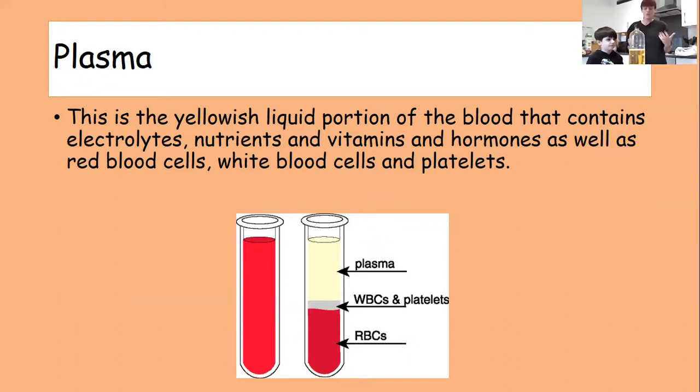It's really important that we have these vitamins and nutrients and electrolytes, because without them we get an imbalance in our blood. It makes us feel really poorly, and you might have to have a blood transfusion. So it's very important that the plasma does its job.